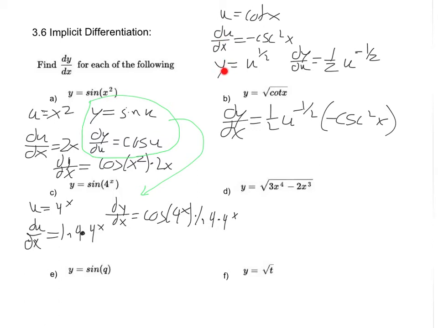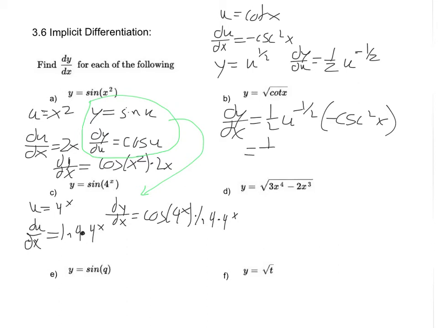Call this outside part y, and don't say it's x to the 1/2, say it's u to the 1/2. And then the derivative is dy du, because it's always the instantaneous rate of change of the output variable with respect to the input variable. So then last step, substitute in here.